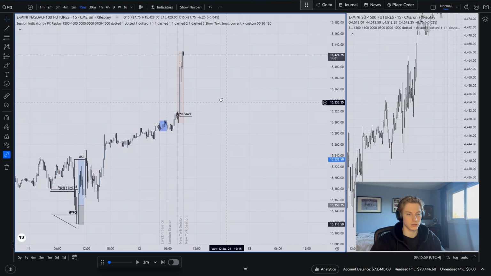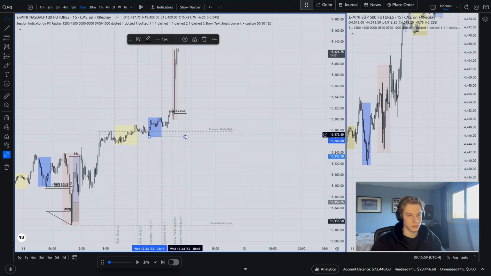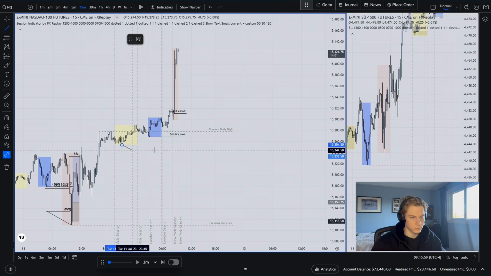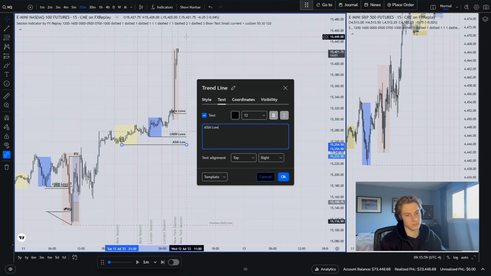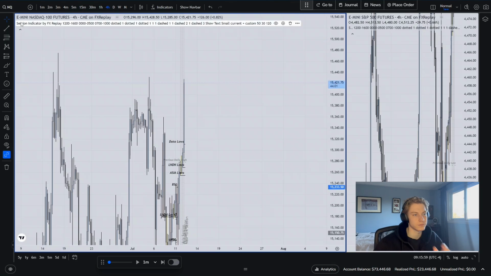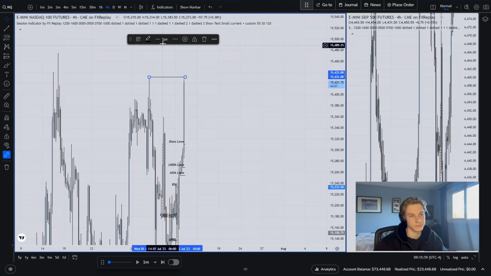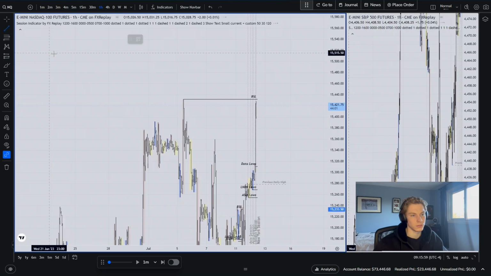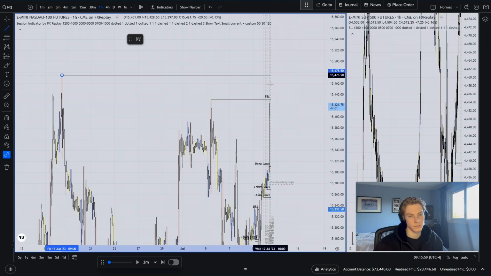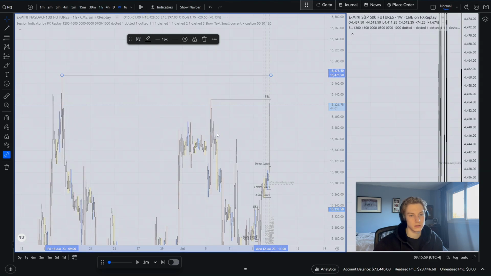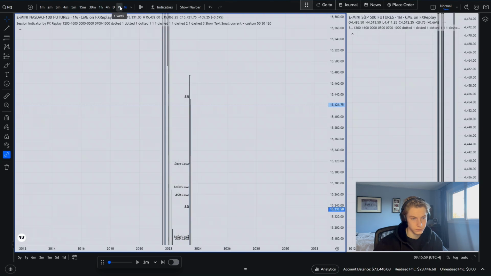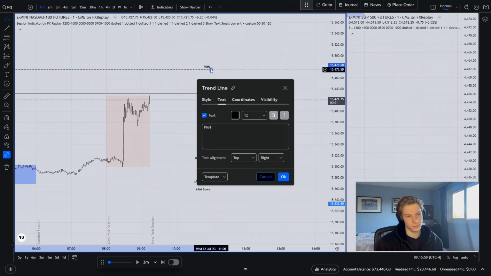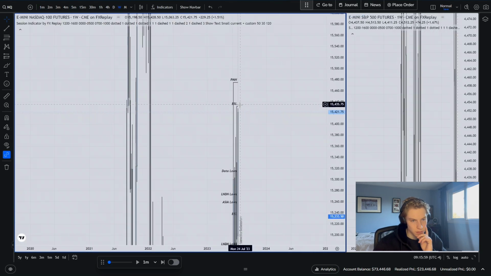Let's see. Session liquidity. London and Asia lows. Let's see, what are we trading inside of? Okay, we have this buy side right here. And we have this as well. Is this? That's previous month high. Okay. Wonder what that was. Oh, that's previous week high. Okay.